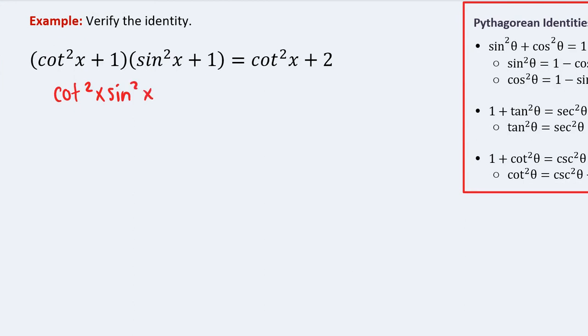And then 1 times sine squared is just sine squared. And then my outside, cotangent squared times 1 is cotangent squared. And then 1 times 1 is 1. I'm trying to make this equal the right-hand side, which is cotangent squared plus 2. Right now I have a cotangent squared, so I don't want to touch that at all. So I want to look to see if there's something I can simplify. If we look over here at the cotangent squared times sine squared, I could change cotangent squared to cosine squared over sine squared.